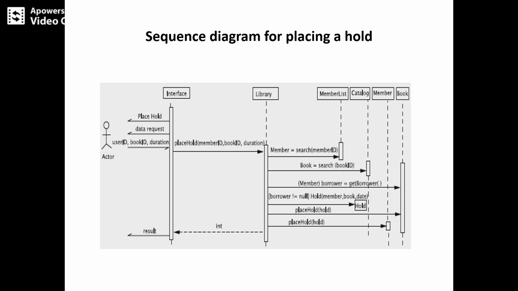So this is the sequence diagram for placing a hold, followed by the actor, the user interface and the library class, then all the rest that we had taken, that is member list, catalog, member. So there is no looping process, because this is the individual details about placing a particular book for the individual member. So this is one complete diagrammatical representation of the sequence diagram for placing a hold.